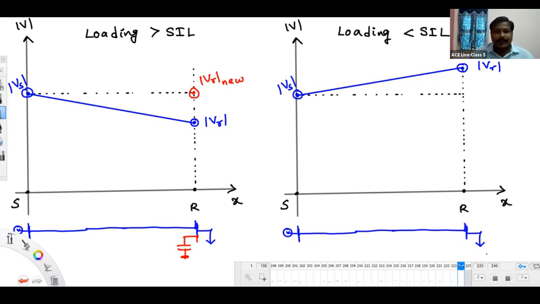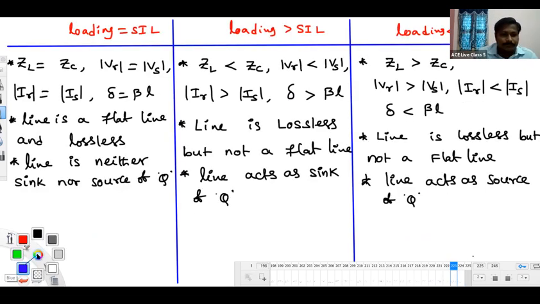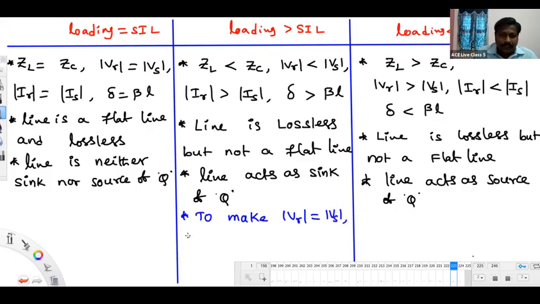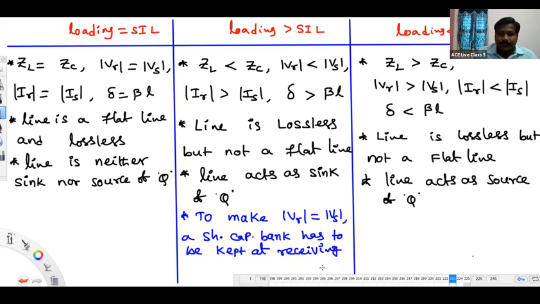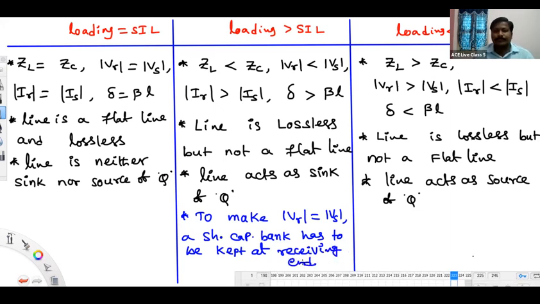So I'll write here. To make mod VR equal to mod Vs, a shunt capacitor bank has to be kept at receiving end side.